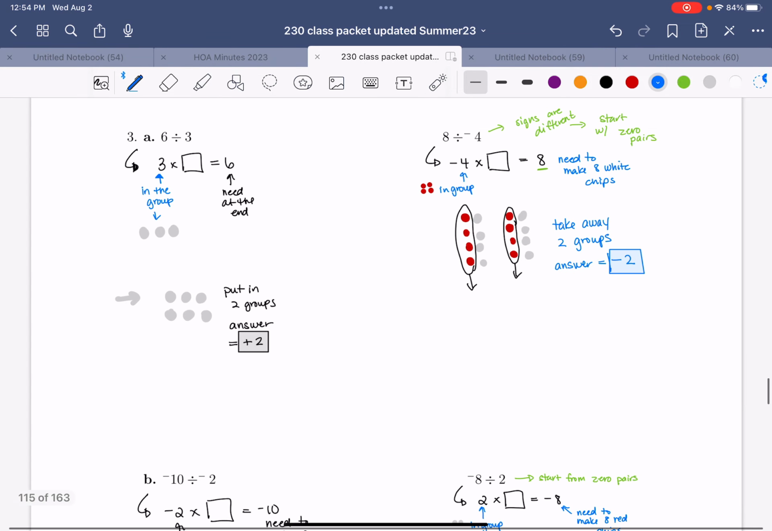So the moral of the story here is that you're always going to switch it to multiplication. Your factor of the multiplication is always going to tell you what's in your group. Okay. And then the answer to your multiplication is what you need to create at the end. Right? And so if those 2 things are the same sign, that means they're going to be the same color chips. That means you can just put in groups, okay, whether they're red or white. And if they don't have the same sign, then you're going to have to start from 0 pairs and take away groups until you have what you're looking for.